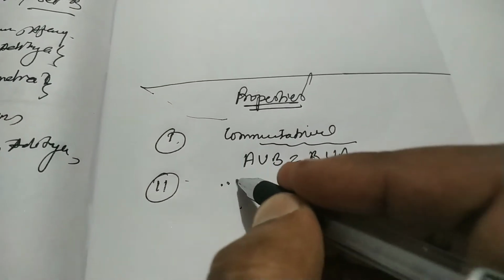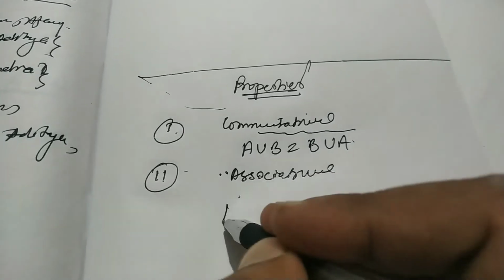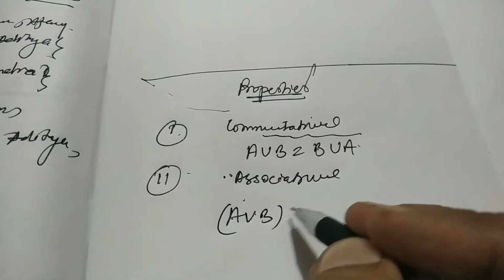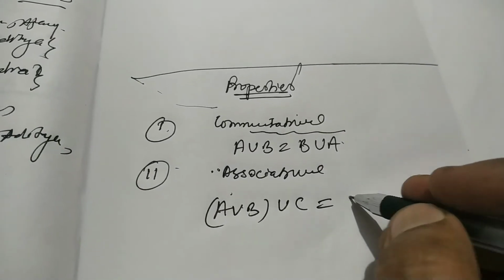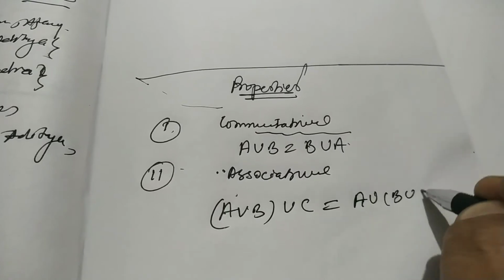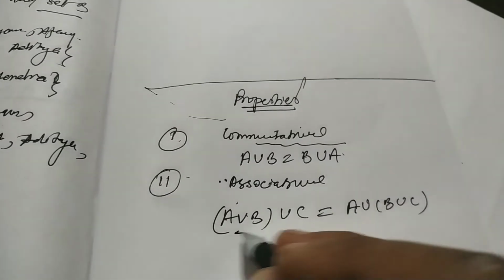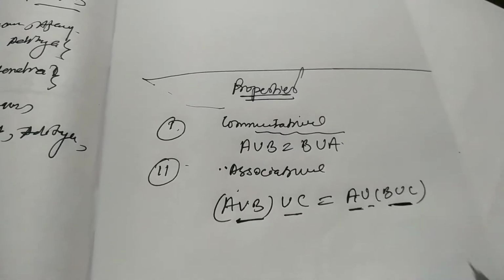The second is associative. If we join a third group to A union B, it does not differ from joining the first group to the second and third. This is A union B union C, or A union B union C.